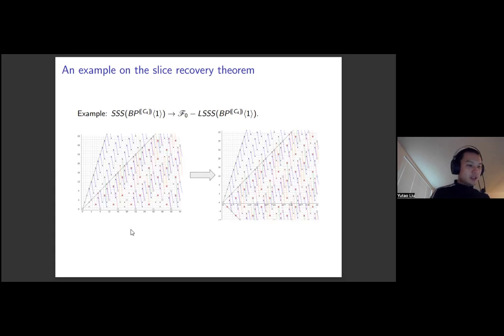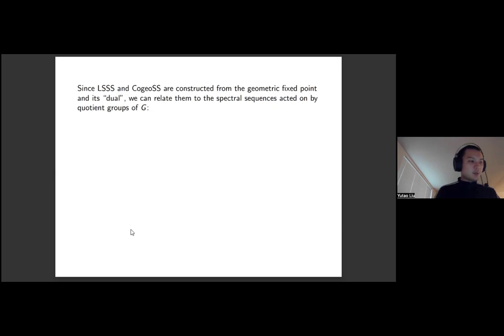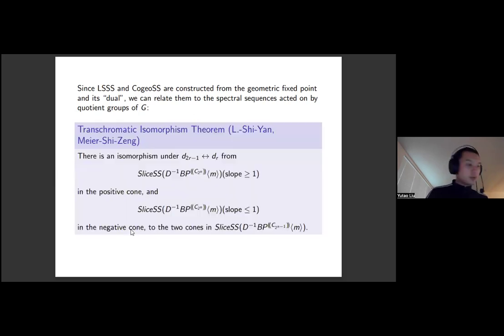Well, one application for this slice recovery theorem is, since when we construct both the localized slice or the co-geometric construction, both of them come from the geometric fixed point or the dual of the geometric fixed point, we can relate them to the spectral sequences which are acted on by quotient groups of G. And we have the following transchromatic isomorphism theorem. It is also a combination between the theorem by Meier-Shi-Zeng and also by us.